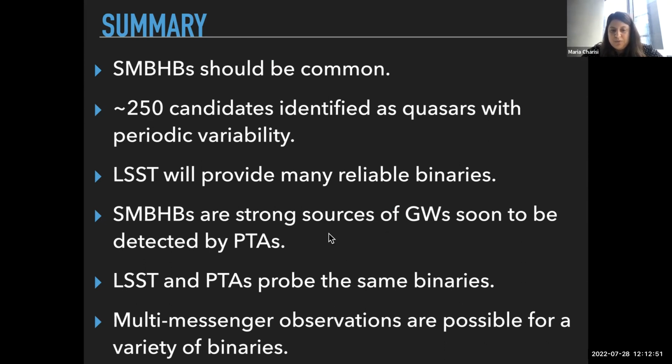These sources are also promising sources for gravitational waves. We think that in the next 5 years, we should start detecting these systems, and we can start putting together optical time domain data from LSST and pulsar timing array data, especially because we can probe very similar binaries. And as the sensitivity of pulsar timing arrays increases, the population of binaries we can probe with both methods will increase.